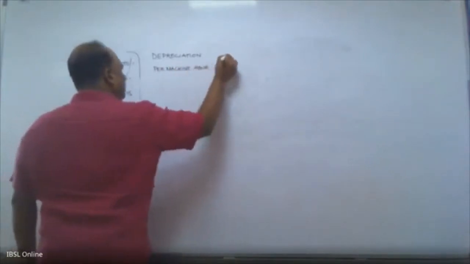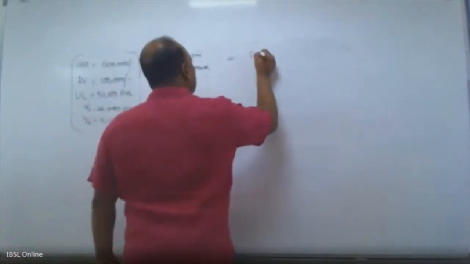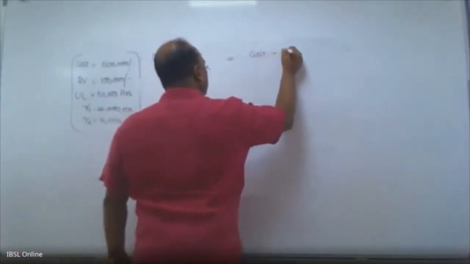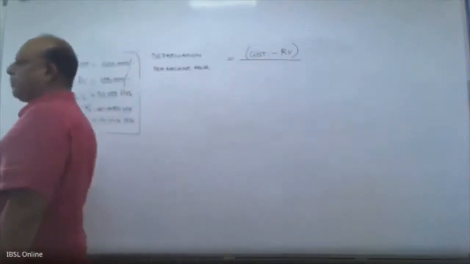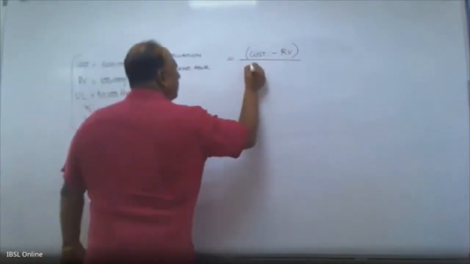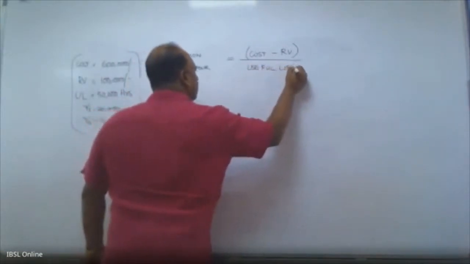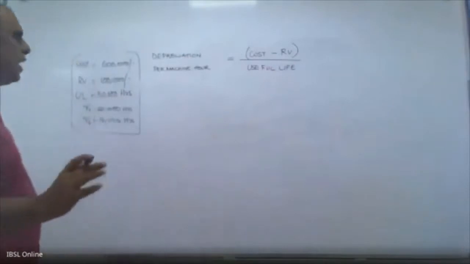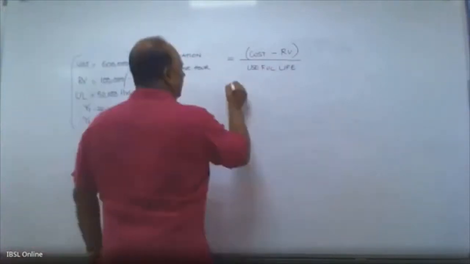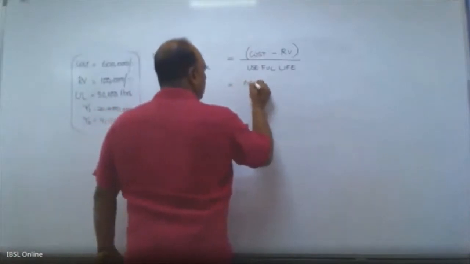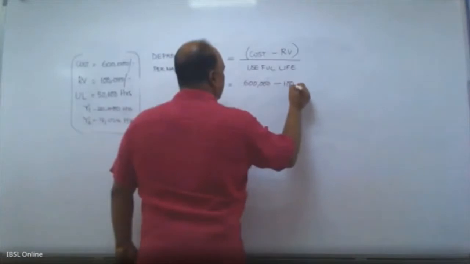So how do you calculate that? That is cost minus residual value, divided by, simple as, the useful life. This is our formula, standard formula. That doesn't have a difference. So here, 600,000 minus 100,000, the residual value.